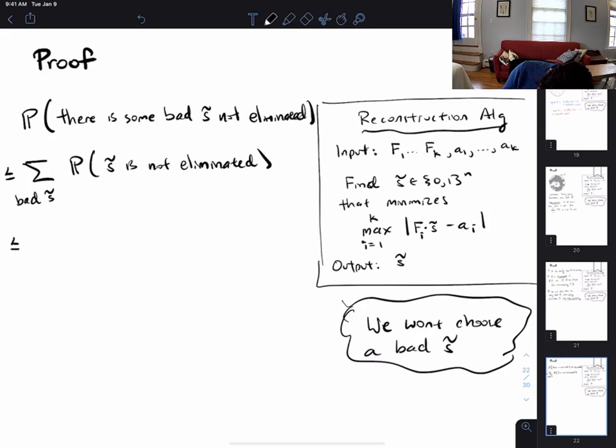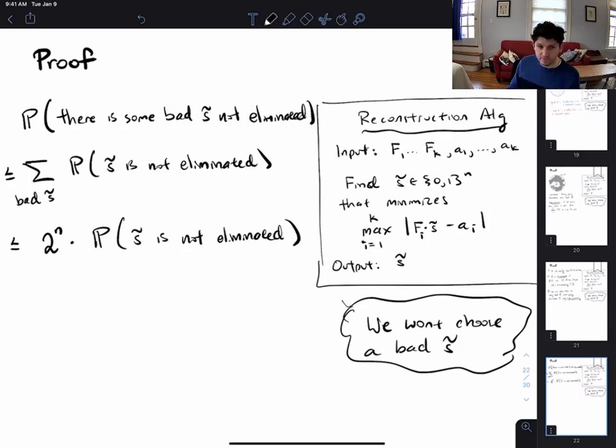So this is at most 2 to the n times the probability that an individual S tilde is not eliminated. I'm being a little bit sloppy with how I wrote this statement, because this should really say, for the least likely, the worst S tilde. So if we can show that for every S tilde this quantity is small, we can just multiply the quantity by 2 to the n and upper bound the thing we want.